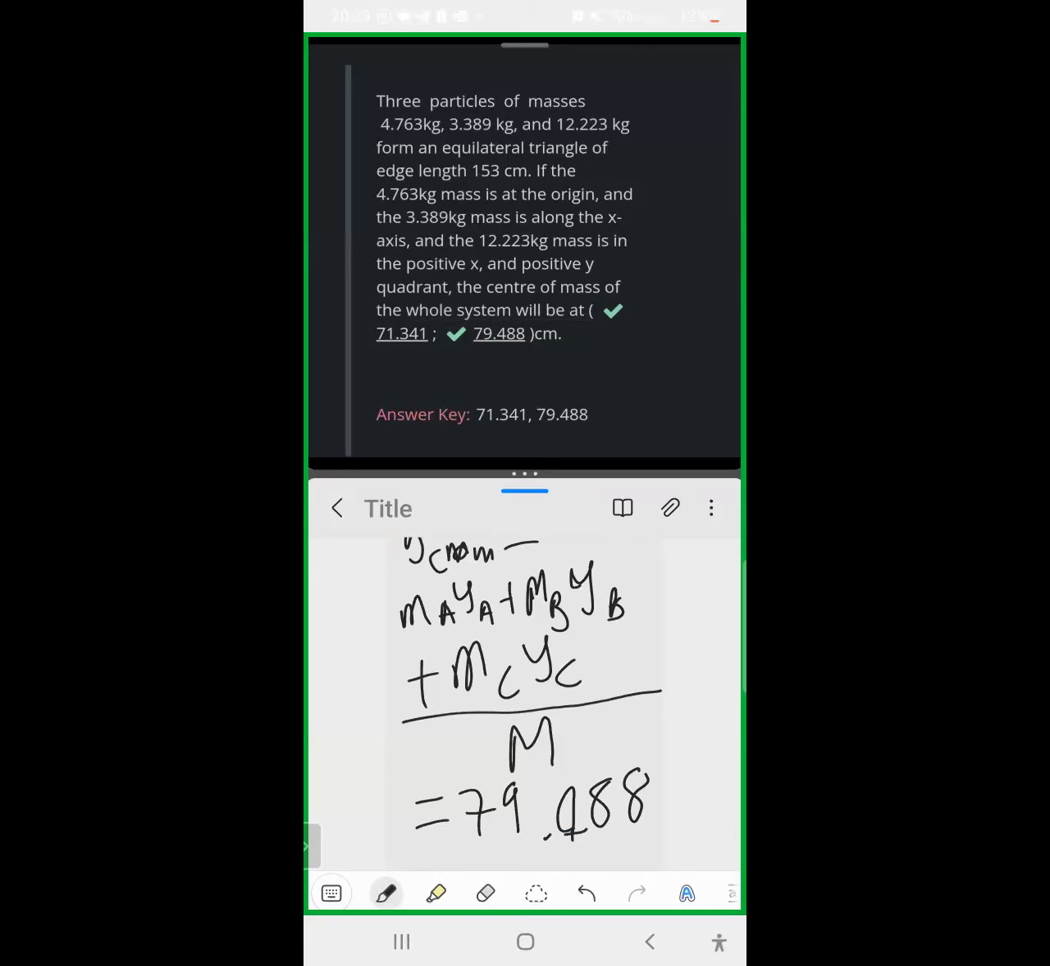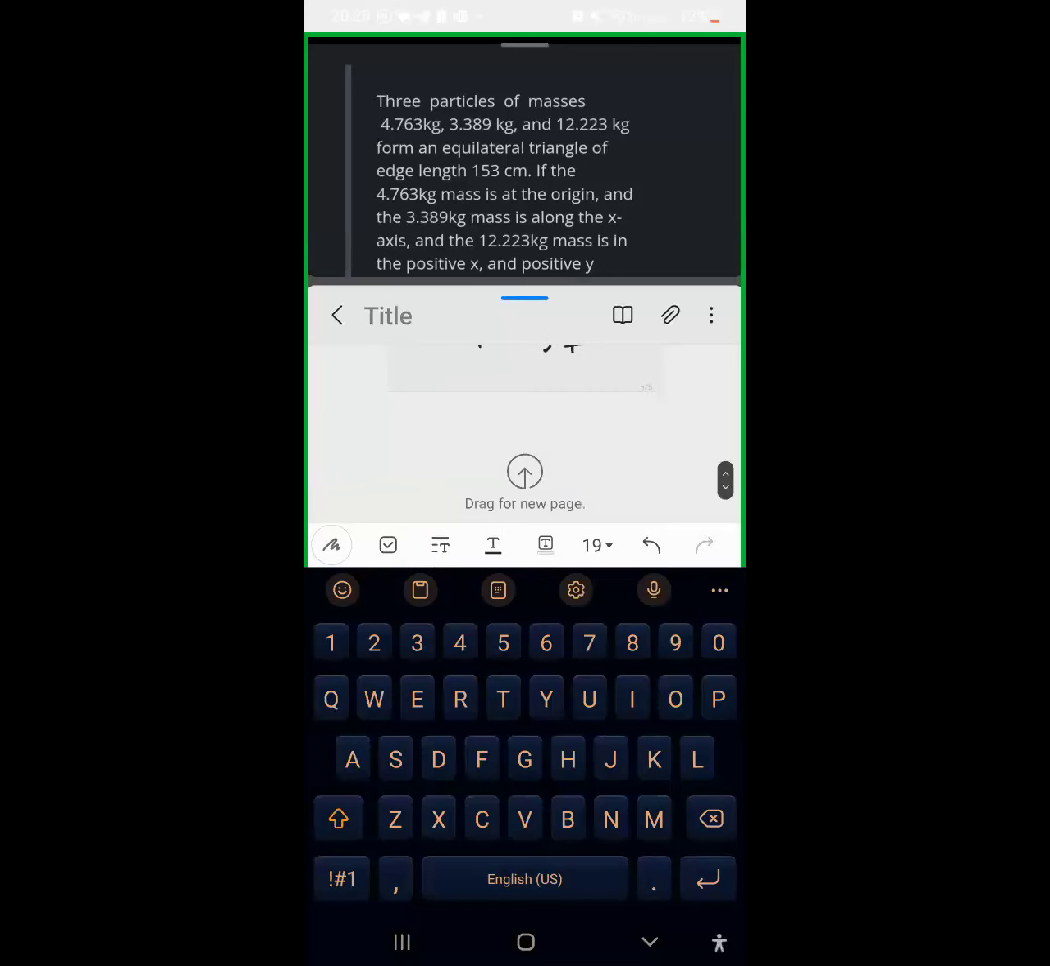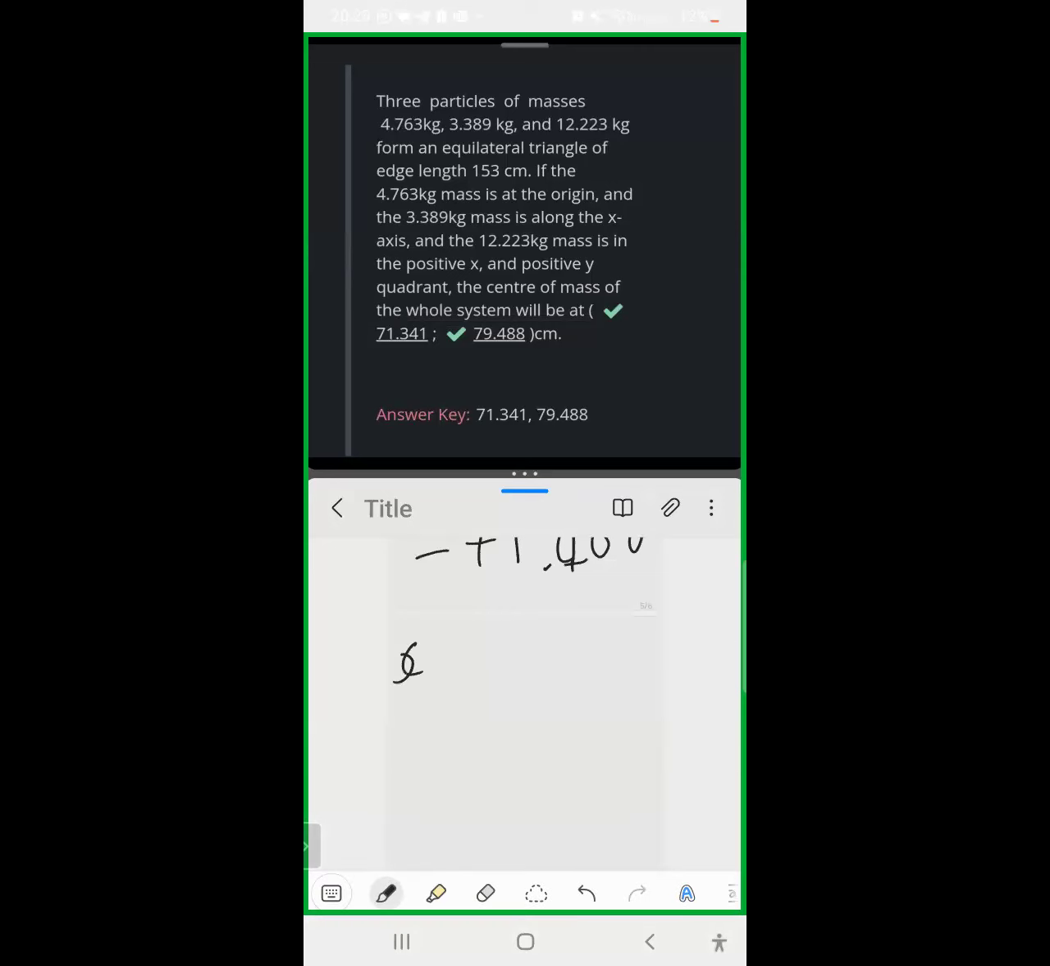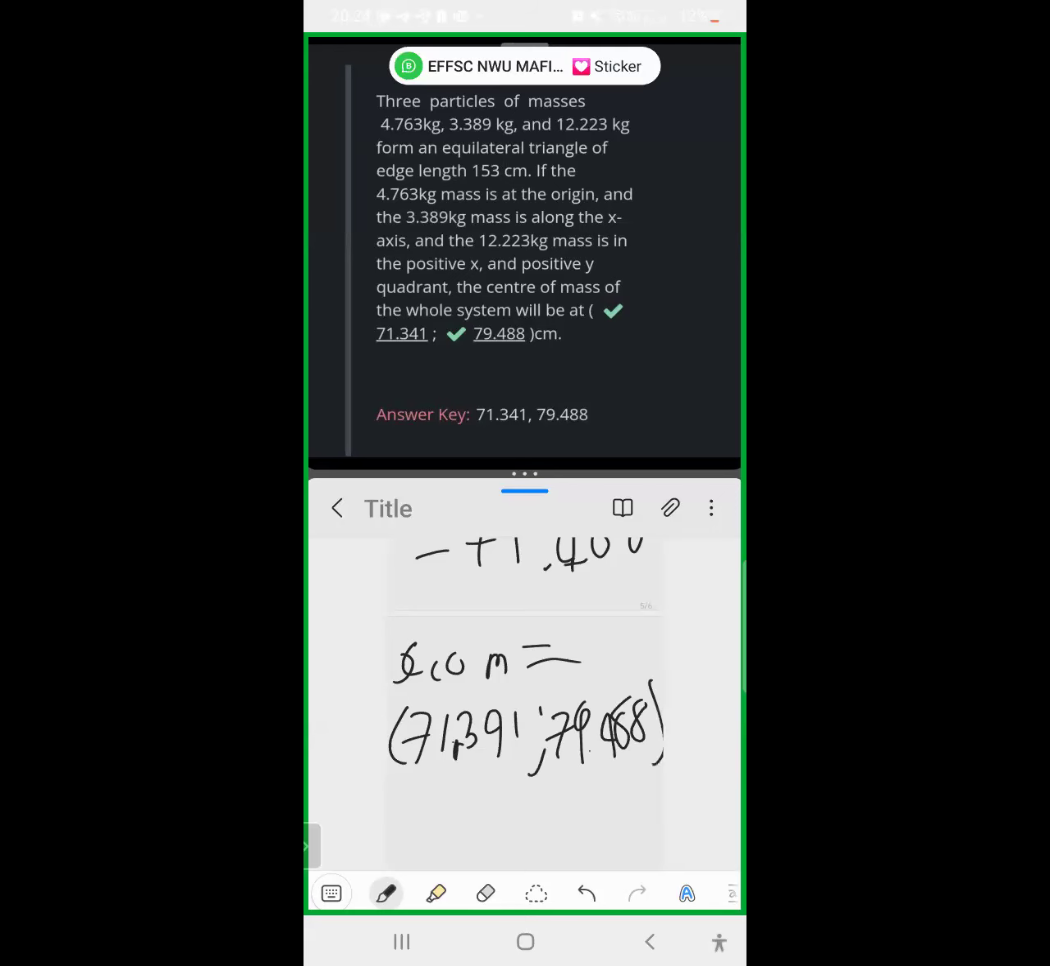Hence, the center of mass for the whole system will be equal to 71.341 and 79.488. That is the solution for this problem. Thank you.